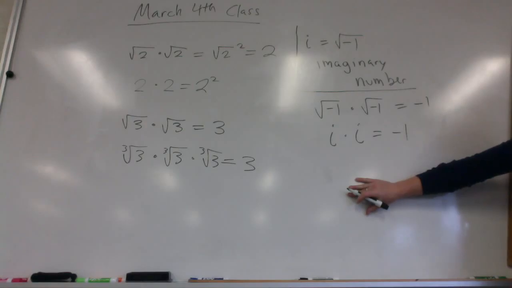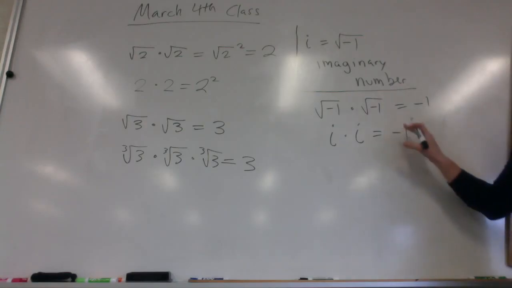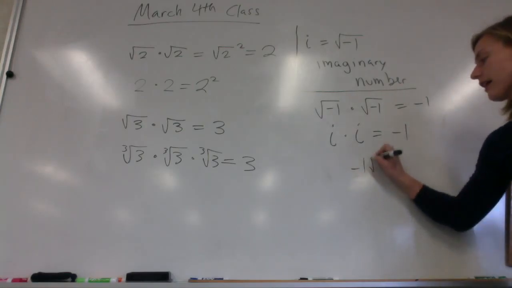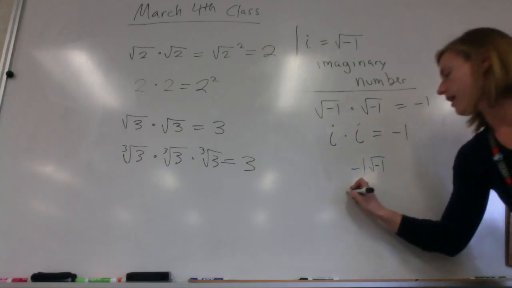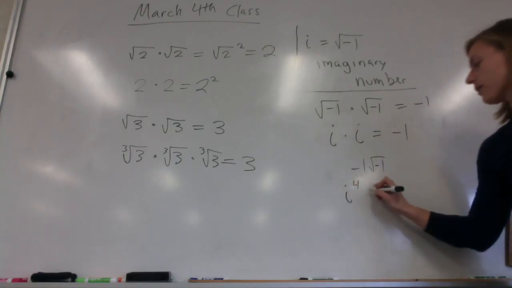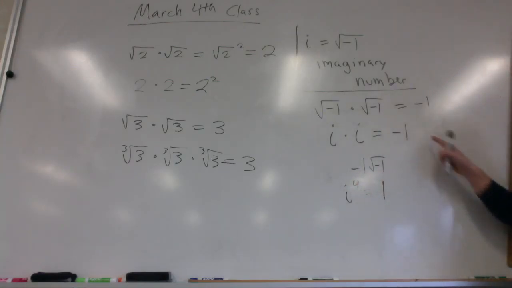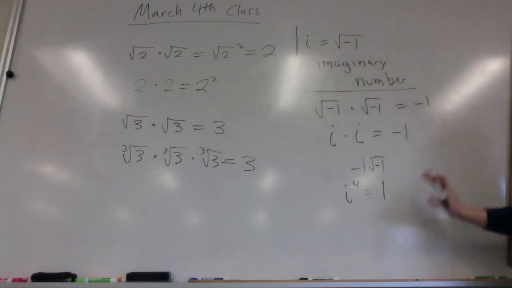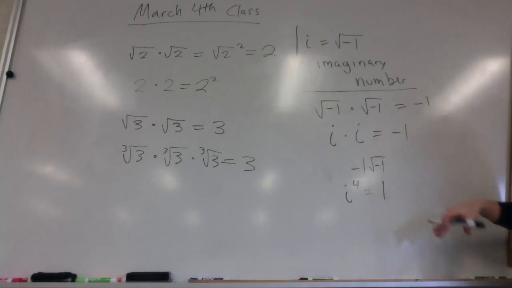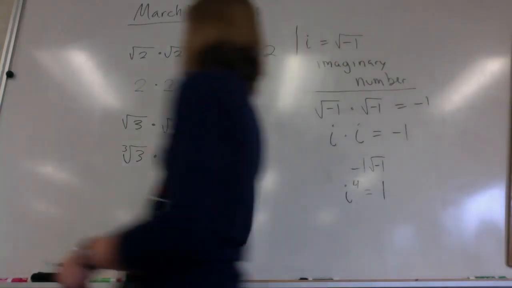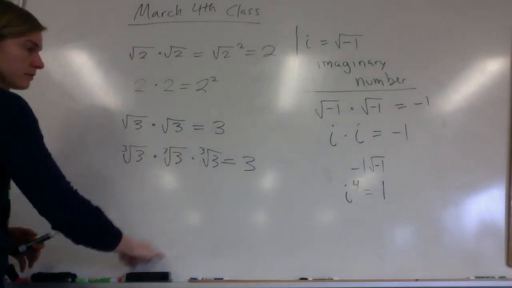So an i cubed then, it would be like a negative 1, but you still have that square root of negative 1, because you'd need another one to get rid of it. So an i to the fourth power will actually be a positive 1, because you have two negative 1s. But again, if this doesn't make sense, don't worry, you don't need to know this right now. You'll find this out in Algebra 2. But you do need to know how to do this.